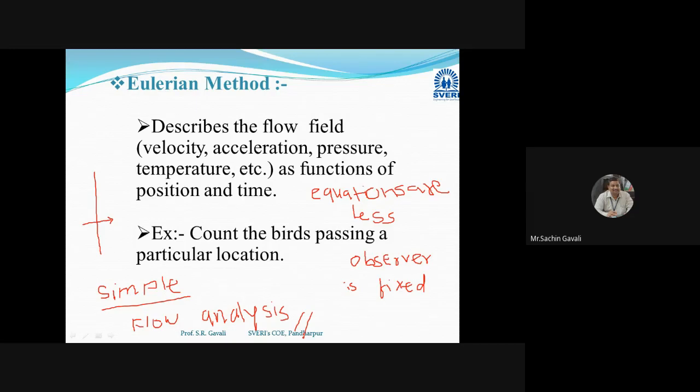For example, velocity, acceleration, pressure, etc. In Lagrangian, all these properties can be traced, but we have to move and write the equations for each and every particle. Here, only at one particular section, we have to write the equations. So, as compared to Lagrangian, the motion equations are very few in the Eulerian method, and hence it is simple and is used frequently in fluid mechanics.